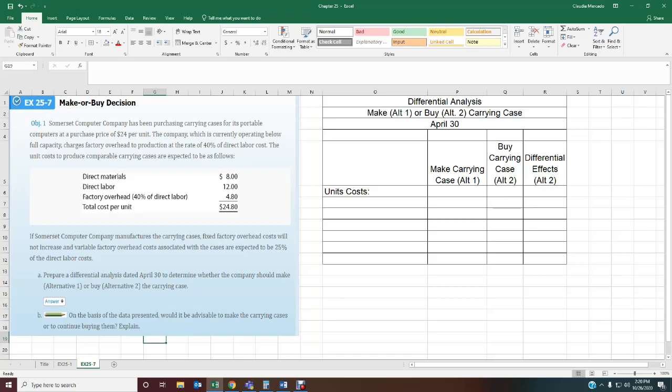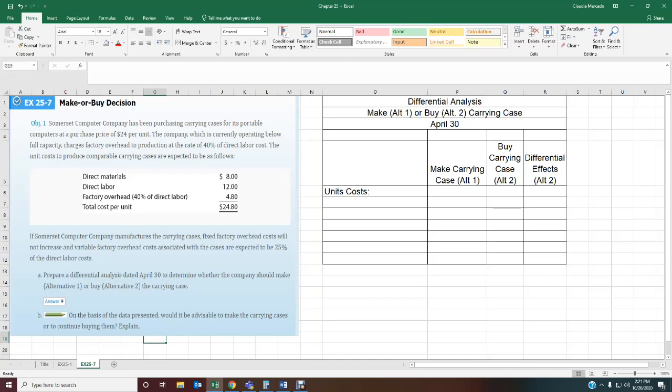So we have some space or some capacity in the manufacturing process, and we are thinking that instead of buying the cases, we can manufacture the cases in-house. We have to decide what's the best option. Should we continue buying them from another vendor, or should we start making them in-house? If we do decide to make them in-house, we're going to be spending $8 in direct materials, $12 in direct labor, and $4.80 on overhead for a total cost of $24.80. So if we make them, it's $24.80. If we buy them from someone else, it'll be $24.